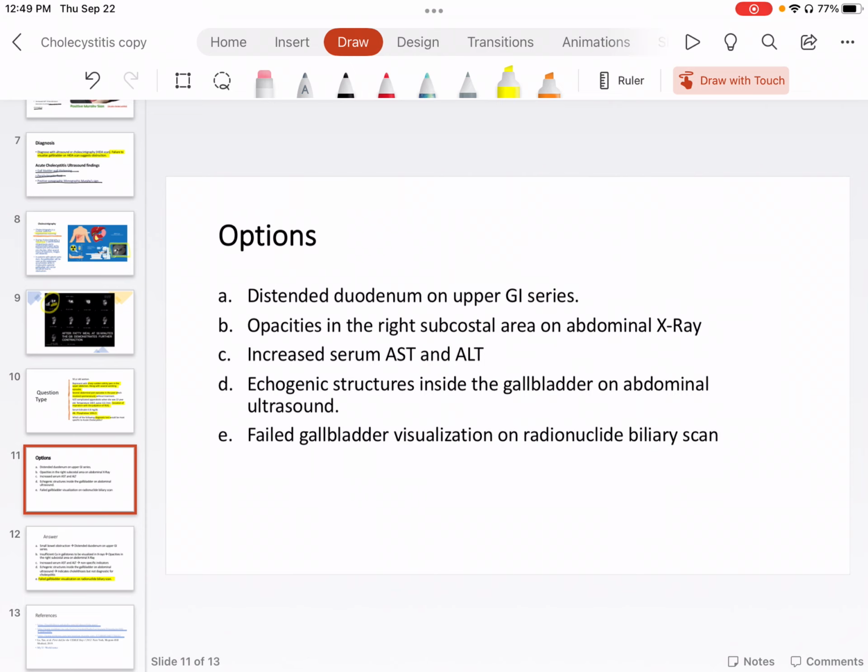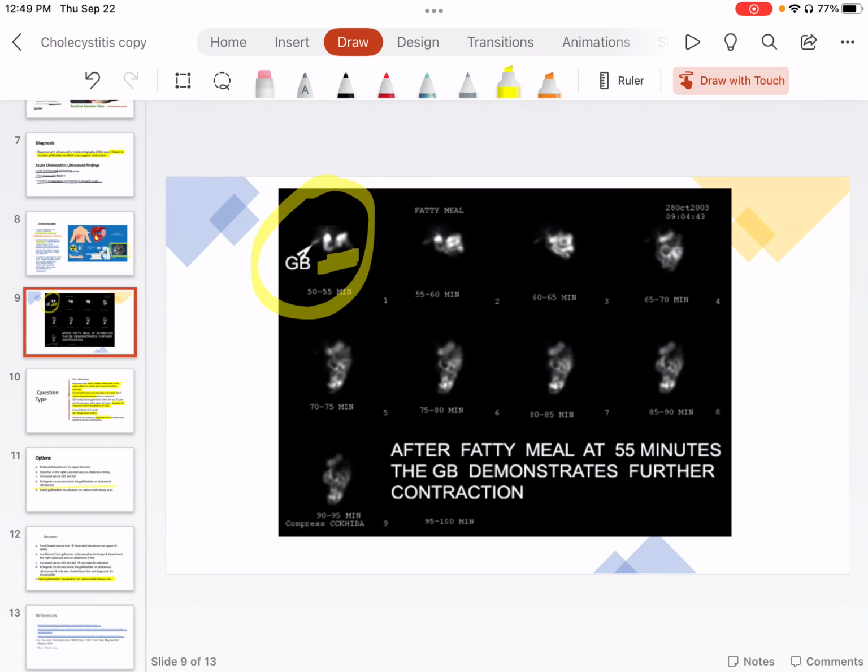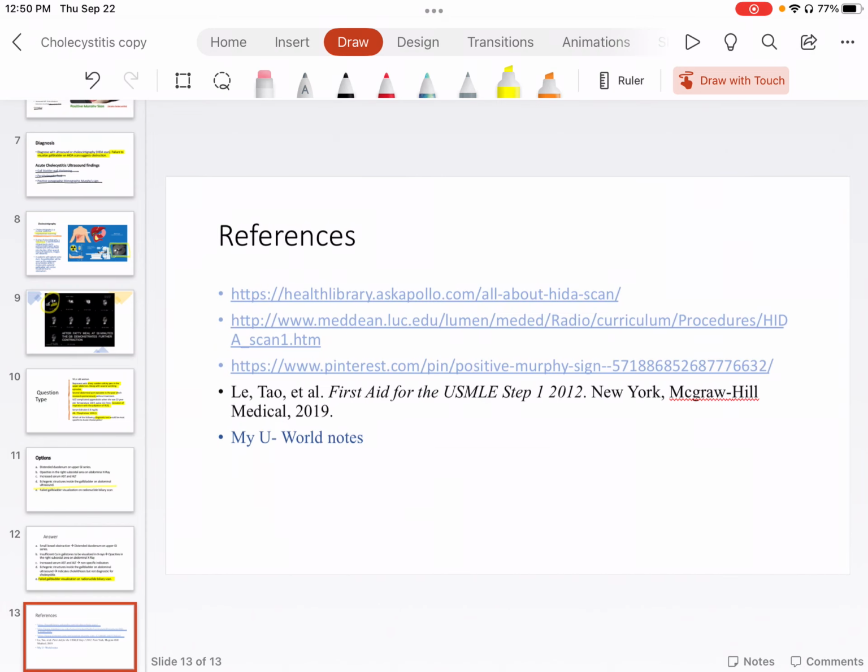Option E says failed gallbladder visualization on radionuclide biliary scan. That's the right answer. This is what we look for in cholescintigraphy if we are unable to find the gallbladder. That's it for today's lecture.